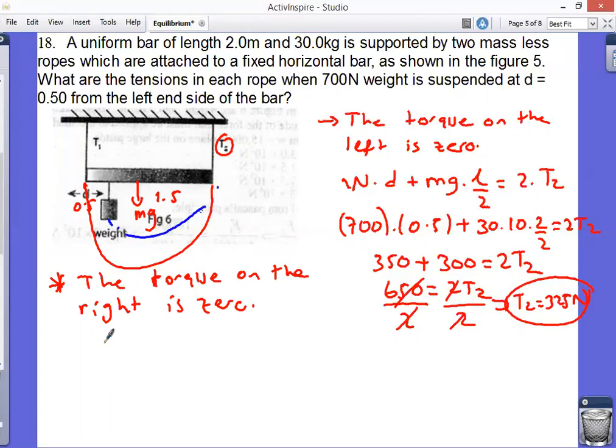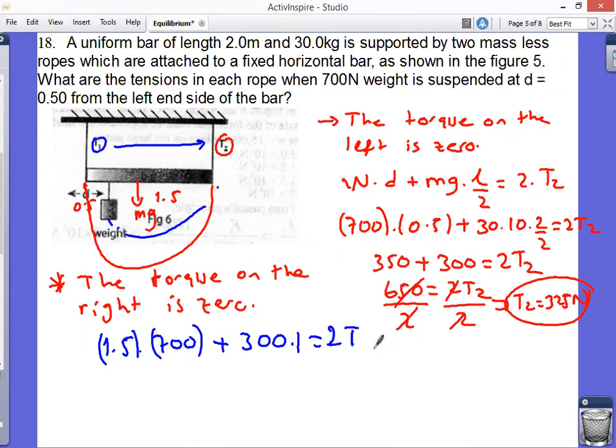So it's going to be 1.5 times the weight, which is 700, plus again 300 times 1, mg L over 2. Here again, from T1 to T2, how many meters do we have? We have 2 T1, sorry. This time again, it's going to be 2 T1 because the distance from T1 to T2 is 2 meters, okay? So let's do it again. 1.5 times 700 is going to be 1050, plus 300 equal to 2 T1, okay?